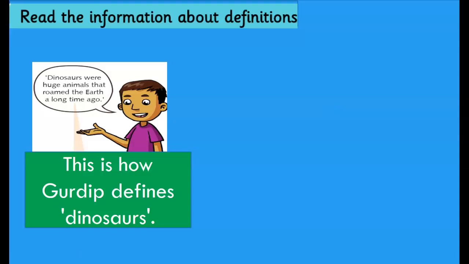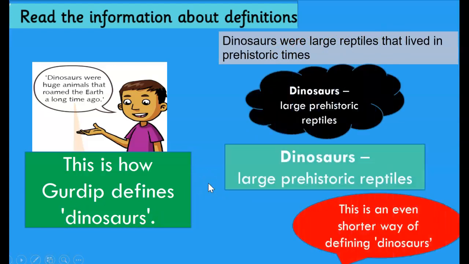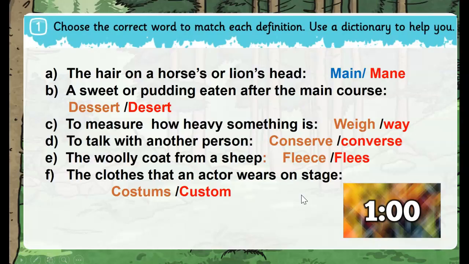Now here we will read the information about definitions. How does it help us? So this is how Gurdeep defines dinosaur. This is a longer definition of the word dinosaur. And sometimes in dictionaries, you also find a shorter way of defining. You will see dinosaur defined as large prehistoric reptiles. There are just three words.